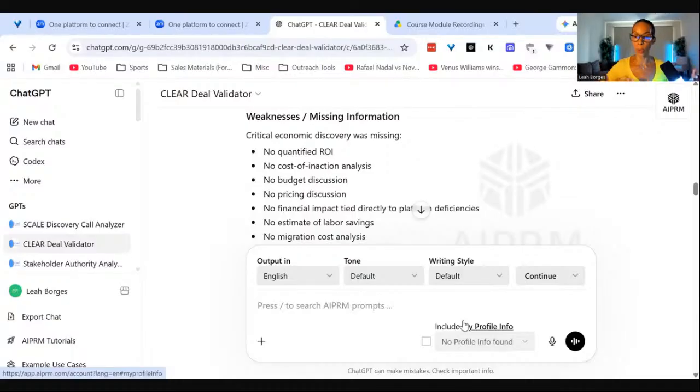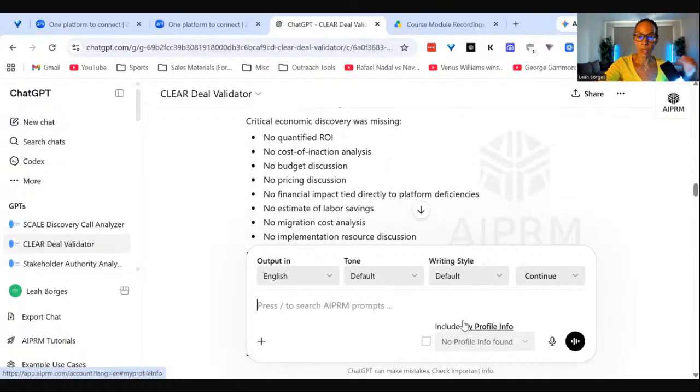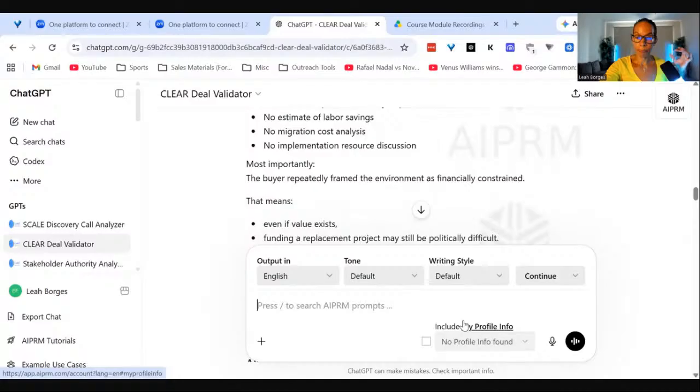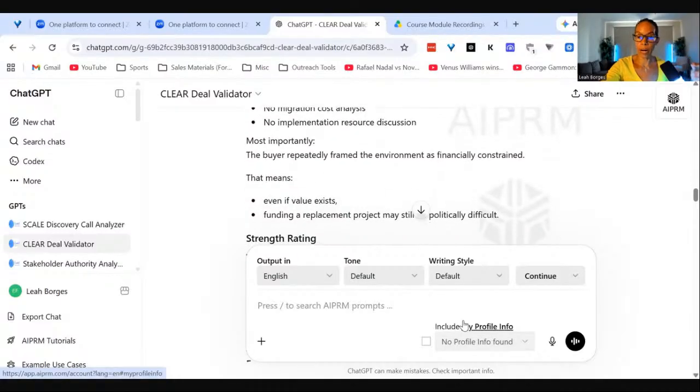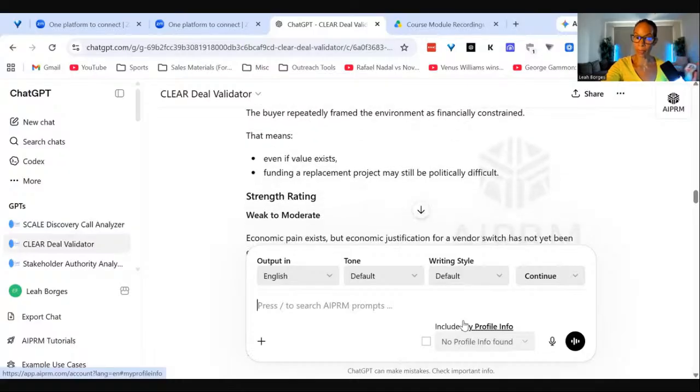This is just what we do when we're in a high pressure selling situation. We want to make the sale. We have our agenda in our brain, but when we're doing that, we're not really paying attention to the conversation at hand, and we're not really leading the buyer. We're not connecting the dots for them. Okay. So these are all the areas that we miss. Most importantly, buyer framed the environment as financially constrained, which matters. Okay, so that means it gives you an analysis of this also.